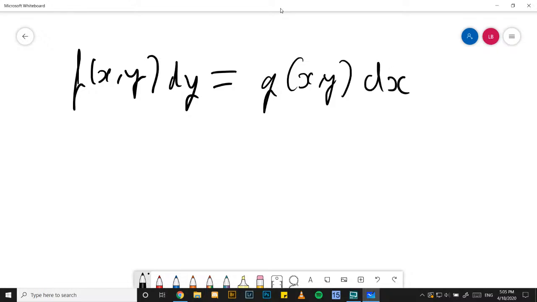So again, g is another function with some x's and y's. It could be anything. It could be like x squared plus y or x plus y squared or something like that. It could be anything. And this is what a homogeneous differential equation is.